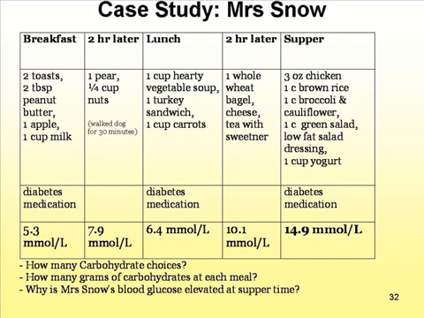If you look at the list that we had previously, you'll remember that 1 slice of bread is 1 carbohydrate choice, or 15 grams of carbohydrates. So 2 slices of bread gives us 2 carbohydrate choices, which is the same as 30 grams of carbohydrates. Her peanut butter is her protein, so it doesn't count. And her apple is another carbohydrate choice. And her cup of milk is another carbohydrate choice.